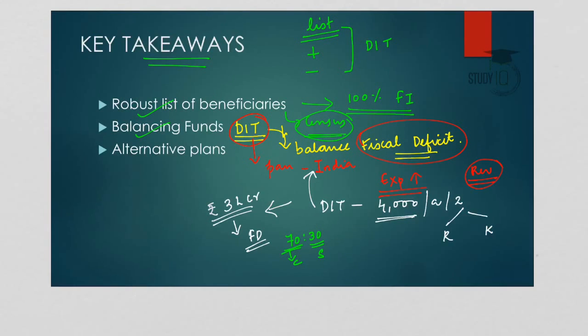Now, the third one is the alternative plans. That means if government needs to implement a direct income transfer on a pan-India basis, it has to do away with other subsidies or other benefits the government is providing to the farmers now. For example, subsidies on seed, fertilizer subsidy, electricity subsidy, such kinds of subsidies need to be done away with, so that resources or that finance can be used in implementing the direct income transfer to the farmers.